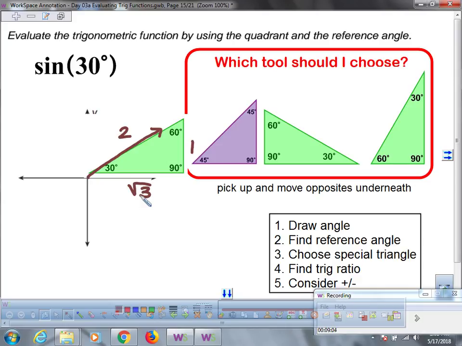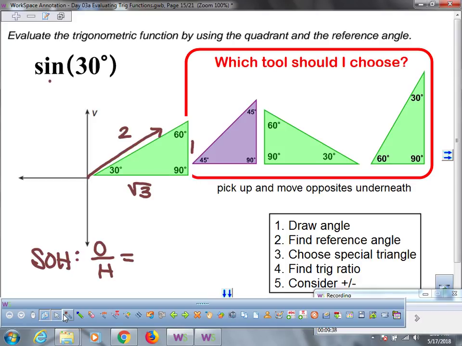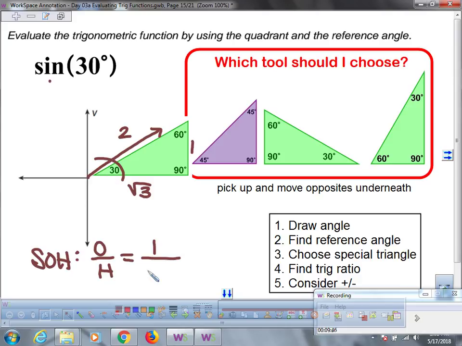All right, sine. I've drawn my angle, I found my reference angle, I chose my special triangle, and now I'm going to find my trig ratio. I'm using sine, which is opposite over hypotenuse. Opposite of this angle right here, I should move it over so you can see it better, is 1. Adjacent of this angle is root 3. So the answer to this is 1 over root 3.